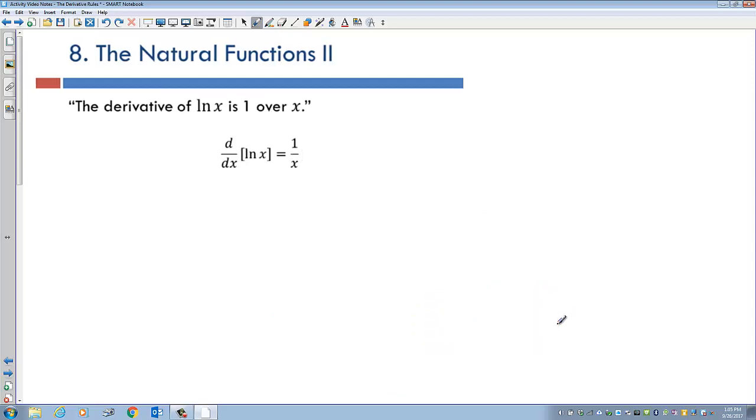And then we move on to ln of x. Unfortunately, I can't show you why this is true until we learn implicit differentiation. It's probably the easiest way to do it. We did a little bit of this in class last time, but I'm going to wait until the next lesson, and I'll show you exactly why the derivative of ln of x is 1 over x.